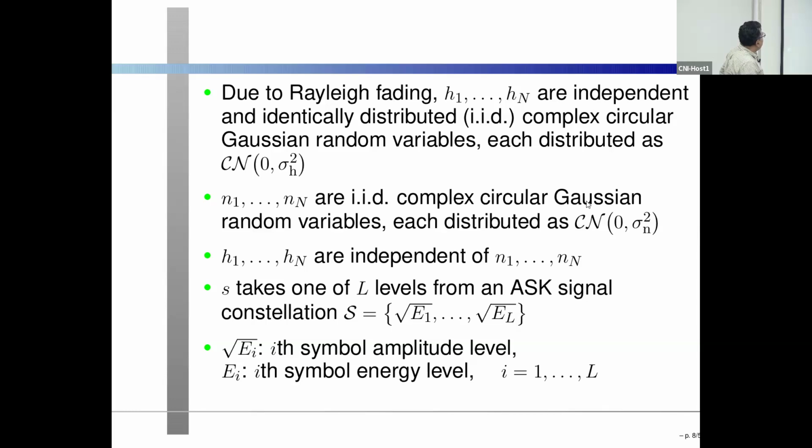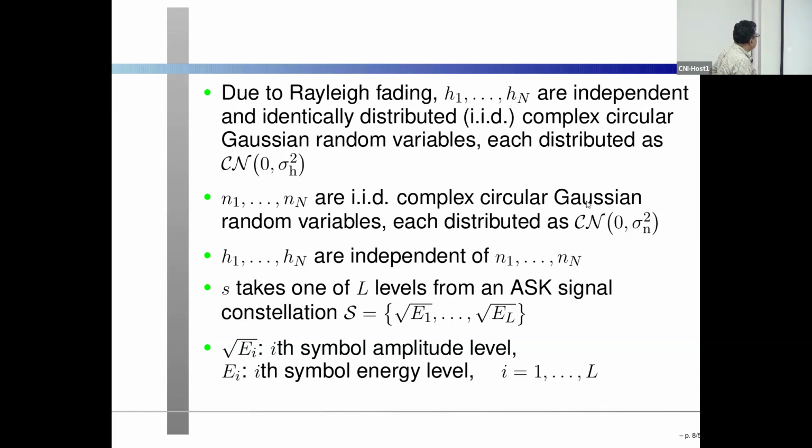Due to Rayleigh fading, h1 to hn are independent, identically distributed. So, we are considering IID Rayleigh fading, not the correlated case. They are complex circular Gaussian variables, each having mean 0 and variance sigma h squared. And the noises have a variance of sigma n squared, and they are also IID. And of course, the channel coefficients are independent of the noise. That is generally implied, but still it's better to be explicit.